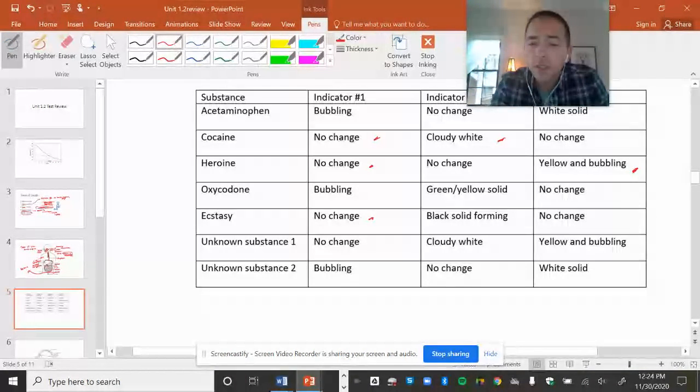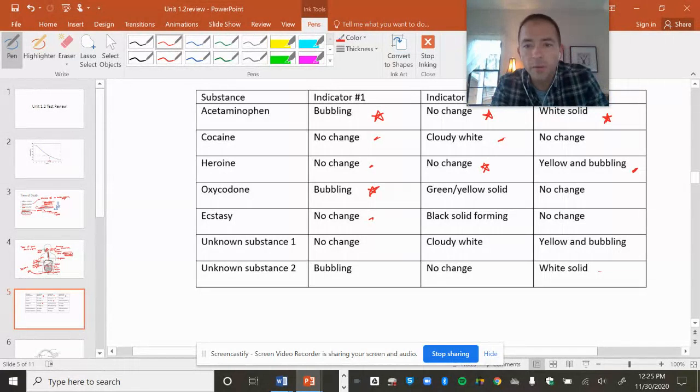Now, unknown substance number 2, we get bubbling for oxycodone, right? So that's a star there. We get no change, which matches heroin, and then we get a white solid, which matches acetaminophen. So what could we possibly put down for this one? Well, there's also a no change with acetaminophen, but there's also bubbling with acetaminophen.